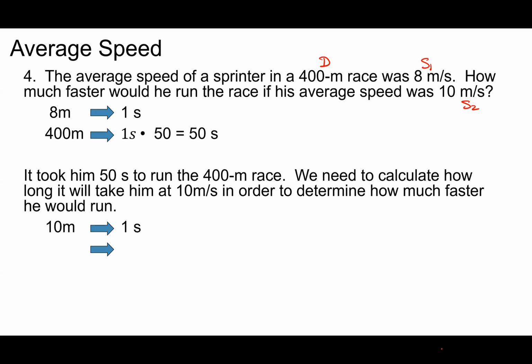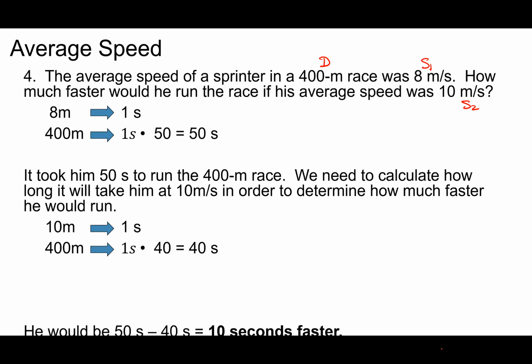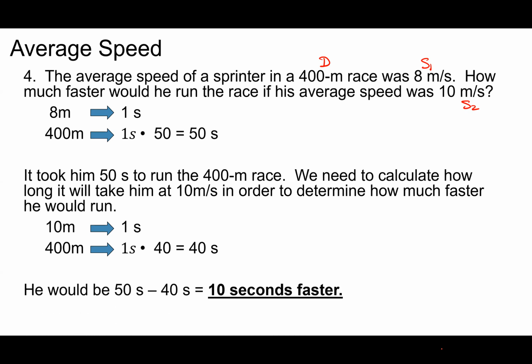What do we multiply by? Liam. We multiply by 40, good. So it's going to take him 40 seconds. How much faster is he the second time? Gage? Yeah, he ran 10 seconds faster. Make sure you're keeping your units with your numbers, Austin.